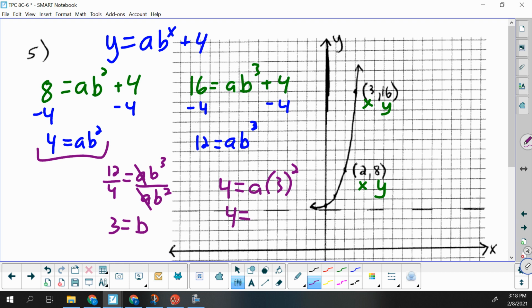3 squared gives us 9, so this is a times 9. And divide both sides by 9. We get 4/9 is equal to a. So therefore our equation is y equals 4/9 times 3 raised to the x, and we had a plus 4 on the end.